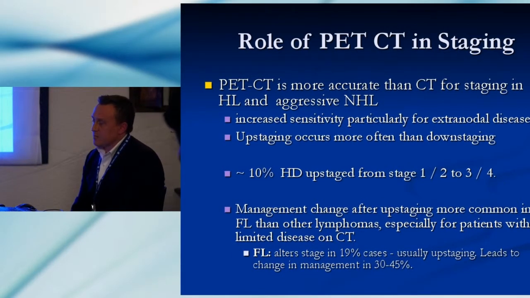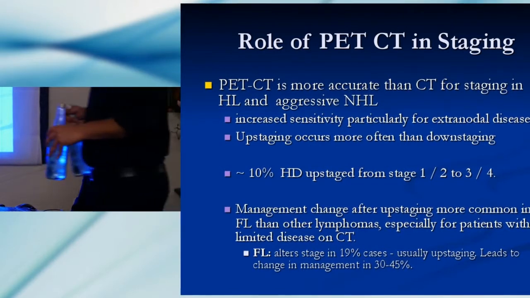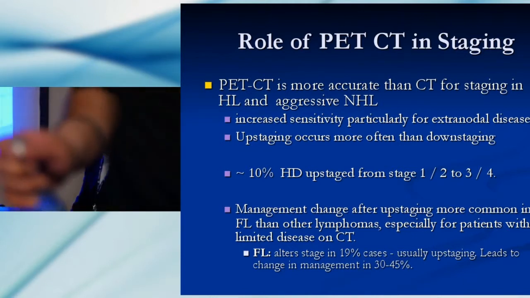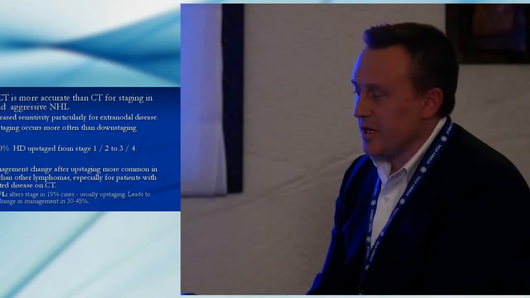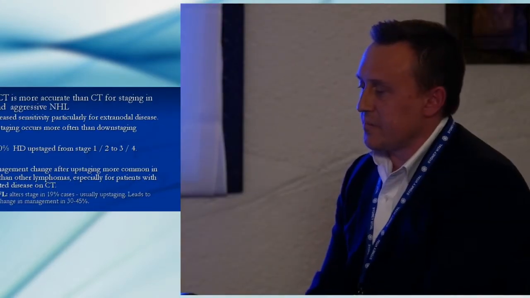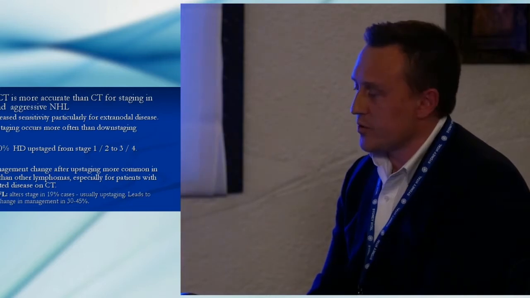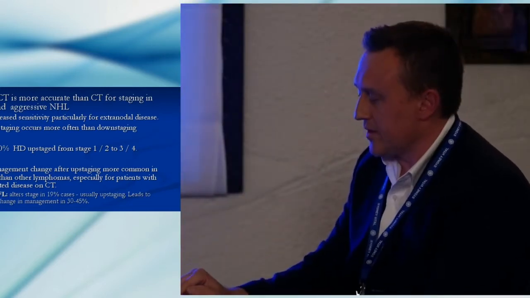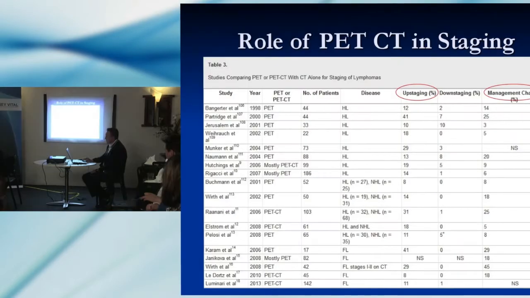We see PET-CT is more accurate than CT for staging in Hodgkin's lymphoma and aggressive non-Hodgkin's lymphomas. It's because of increased sensitivity, particularly for extranodal disease, and upstaging occurs more often than downstaging. We see approximately 10% of Hodgkin's disease patients upstaged from stage 1 or 2 to 3 or 4, and management change after upstaging is more common in follicular lymphoma than other subtypes.